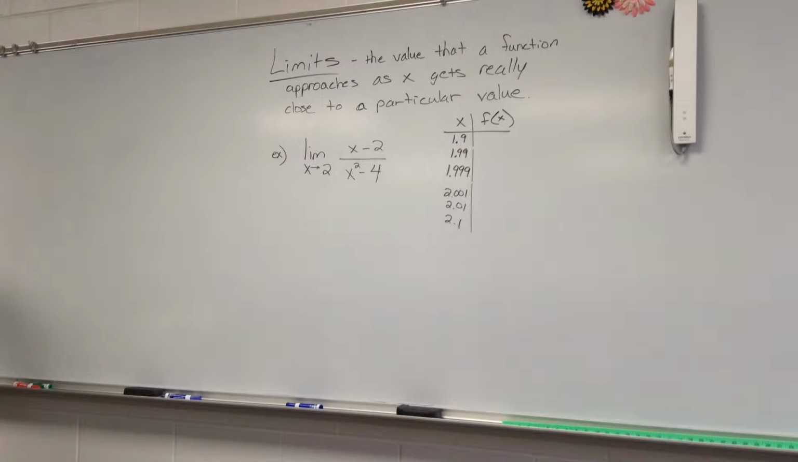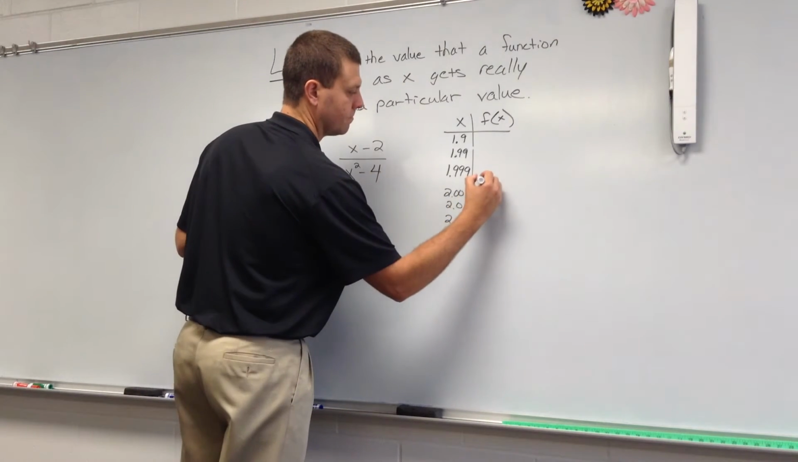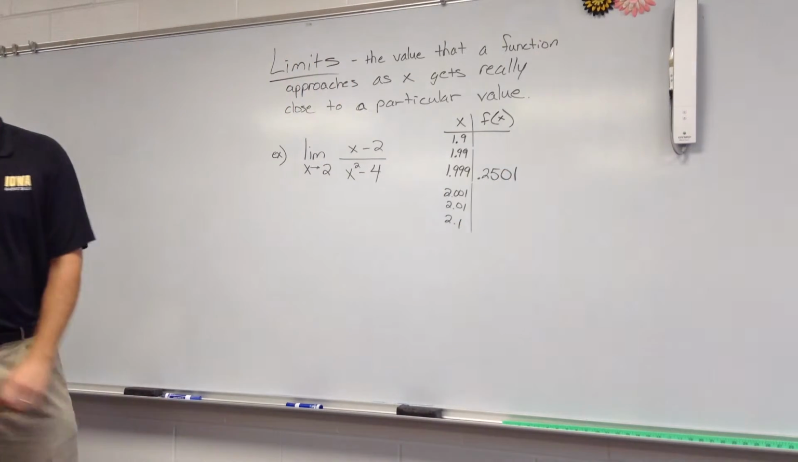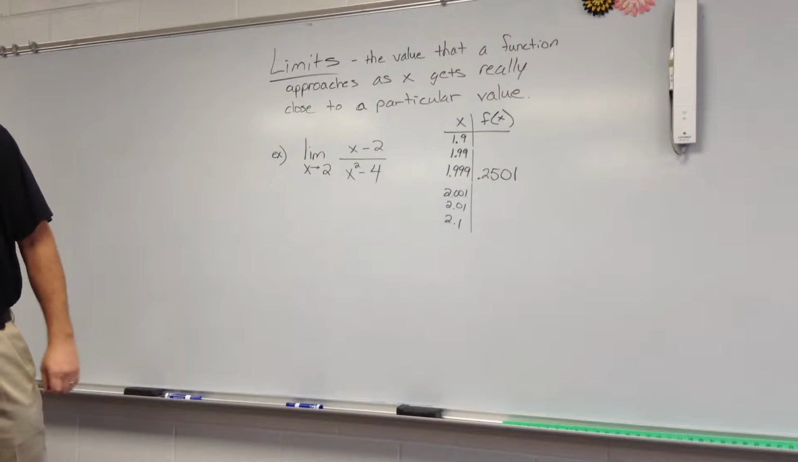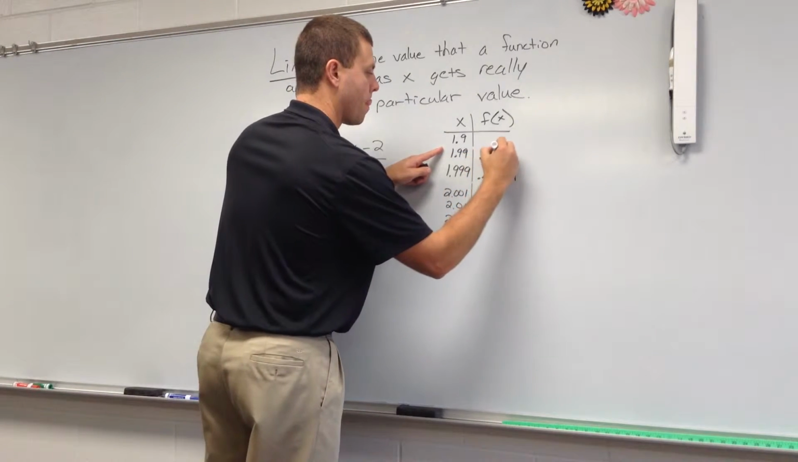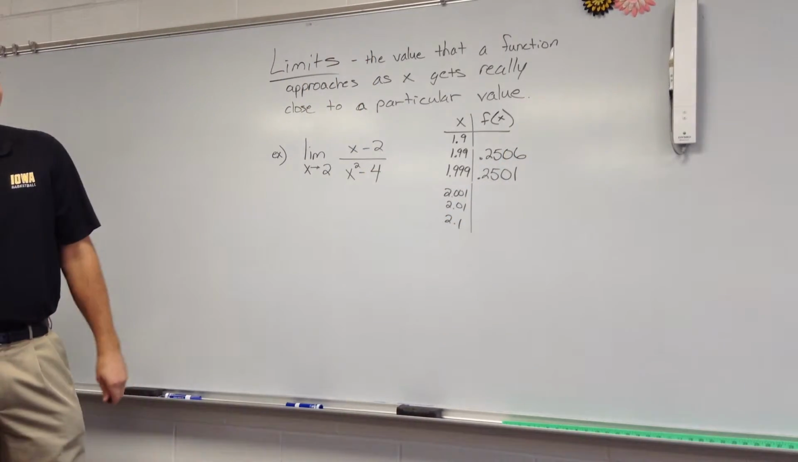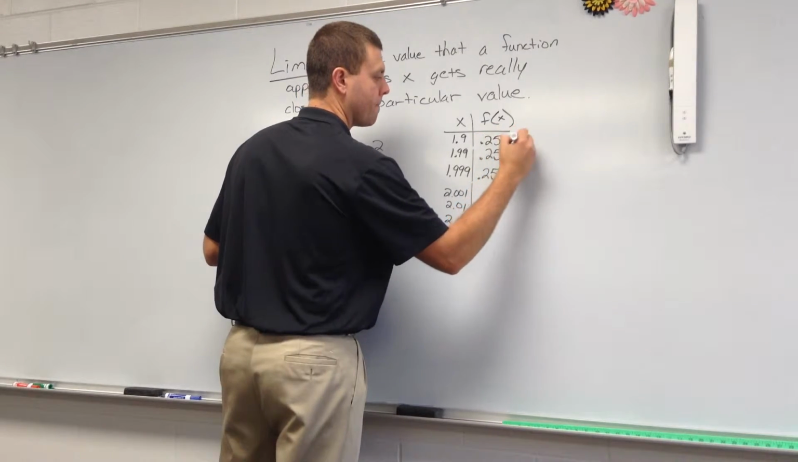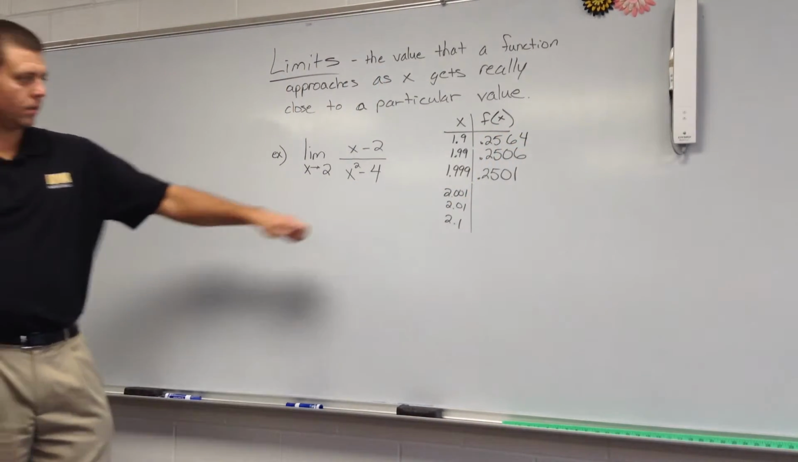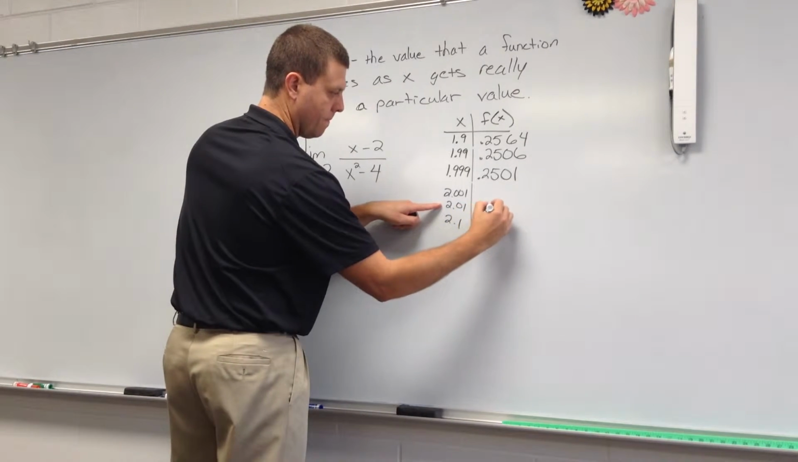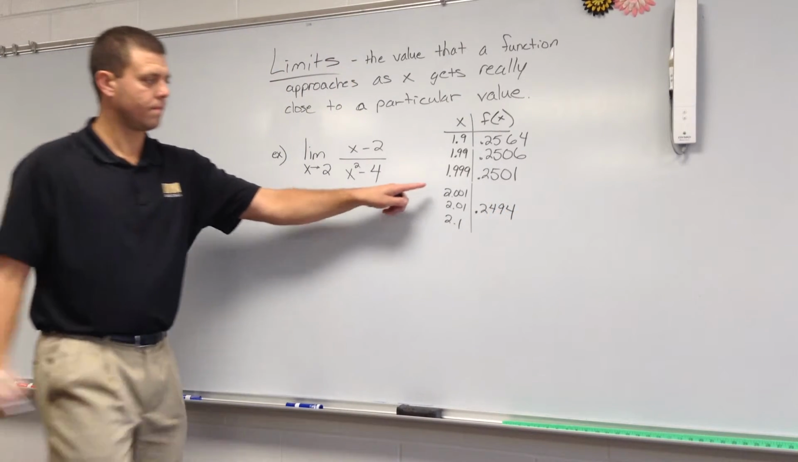Zach, did you get yours? Yeah. I got .2501. For 1.9, I got .2564. For .01 we got .2494. I got .2499.